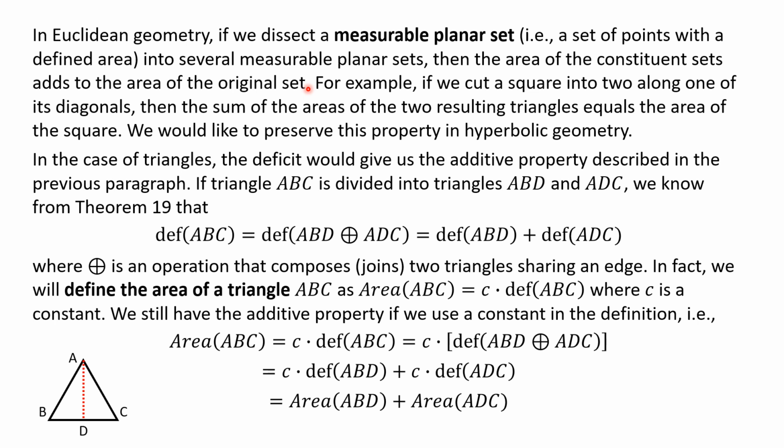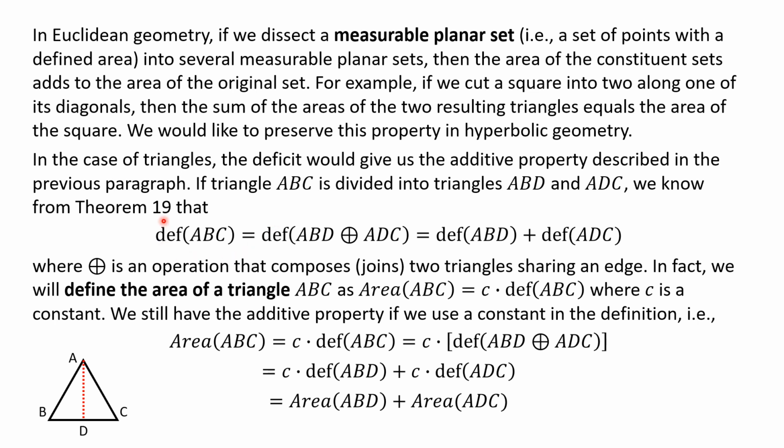However, in hyperbolic geometry, we have some unusual things going on, and we want to make sure that we have that same property, that if we dissect or trisect or whatever, we cut a planar object in hyperbolic geometry into multiple pieces, the areas of the pieces add up to the area of the whole. And there are different approaches that don't work. I won't go into those, but the approach that does work is to use the deficit of a triangle to define area.